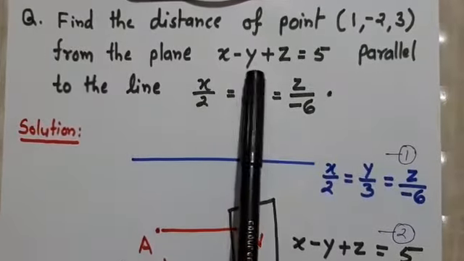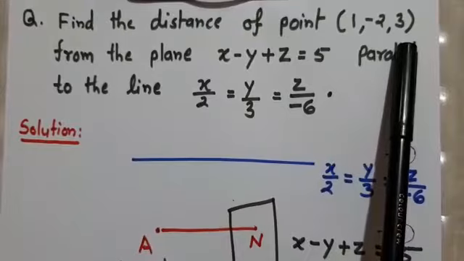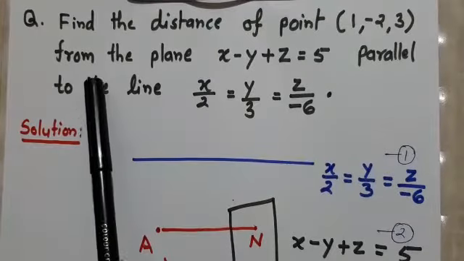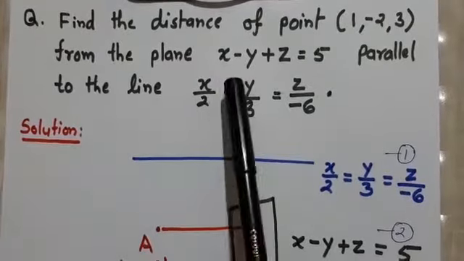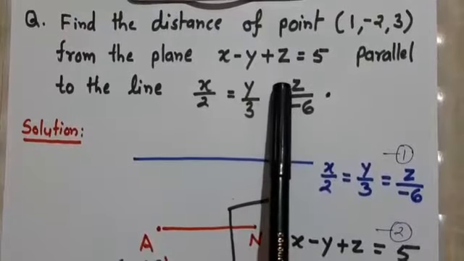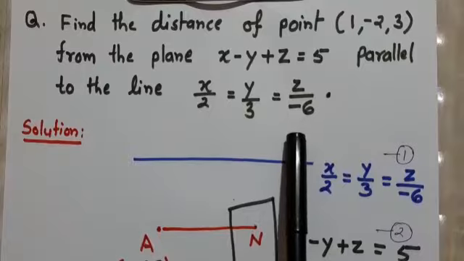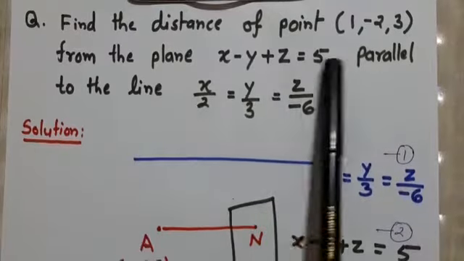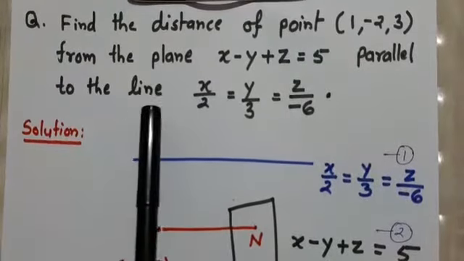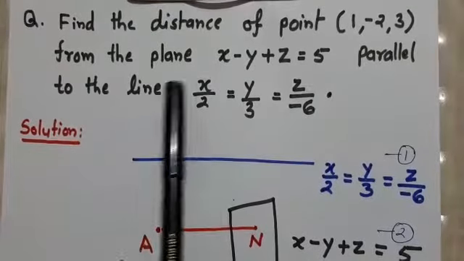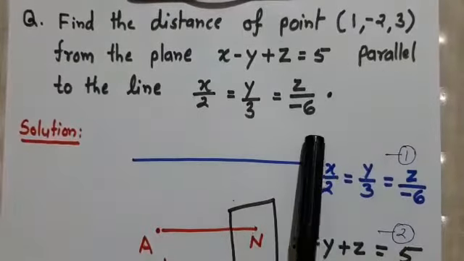Find the distance of this point from the plane. The equation of the plane is this, parallel to the line, this. Find the distance of the point from the plane parallel to this line.